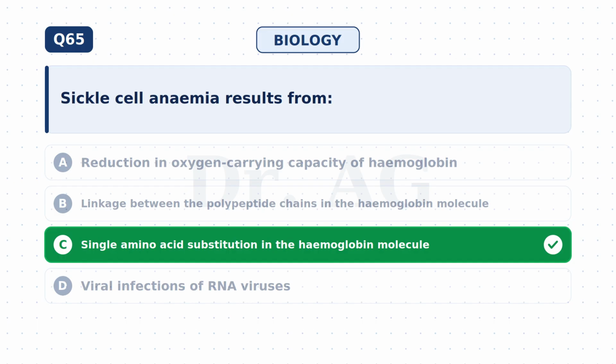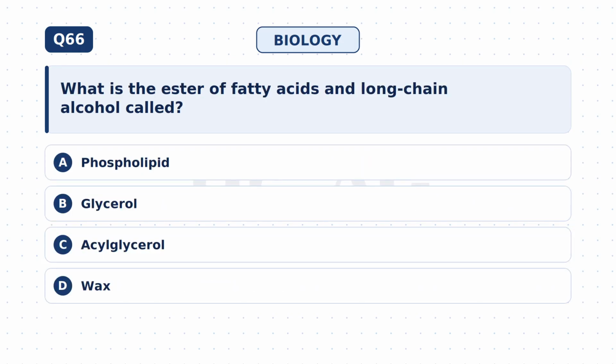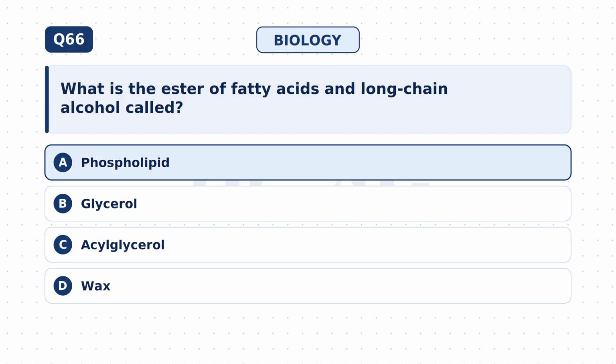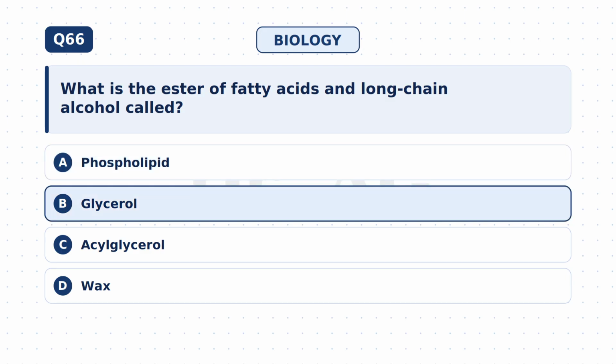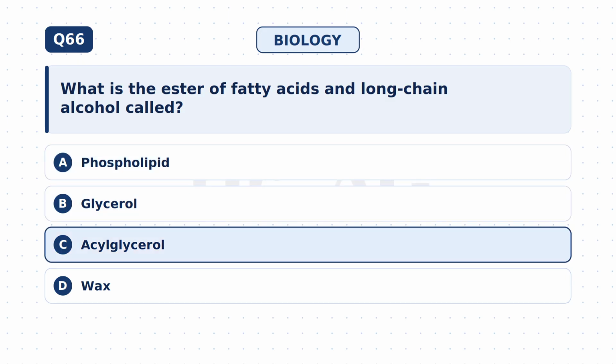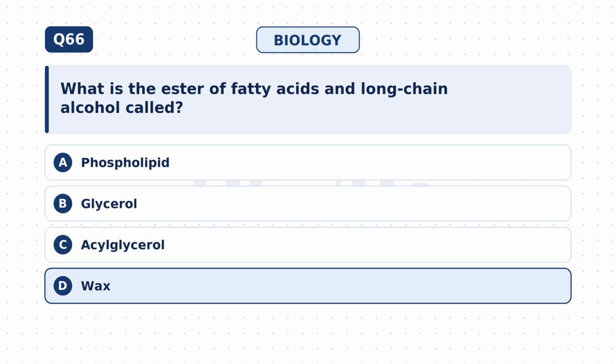The correct answer is C. Single amino acid substitution in the hemoglobin molecule. Question 66. What is the ester of fatty acids and long-chain alcohol called? Option A. Phospholipid. Option B. Glycerol. Option C. Acylglycerol. Option D. Wax.